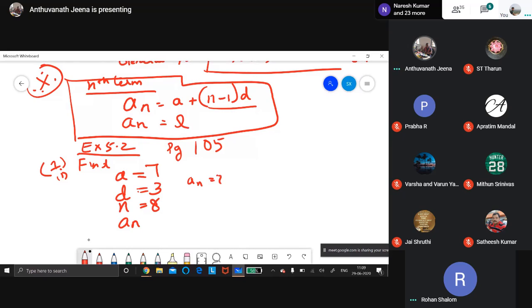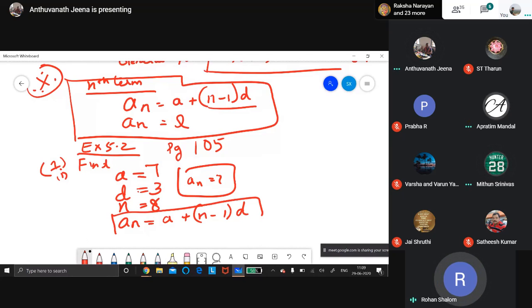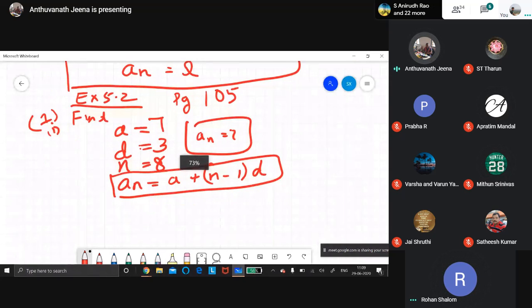AN means nth term, so the 8th term. What could be the 8th term? The first term is given, the common difference is given. So write down the formula. AN is equal to A plus N minus 1 into D, or A plus N minus 1 of D.